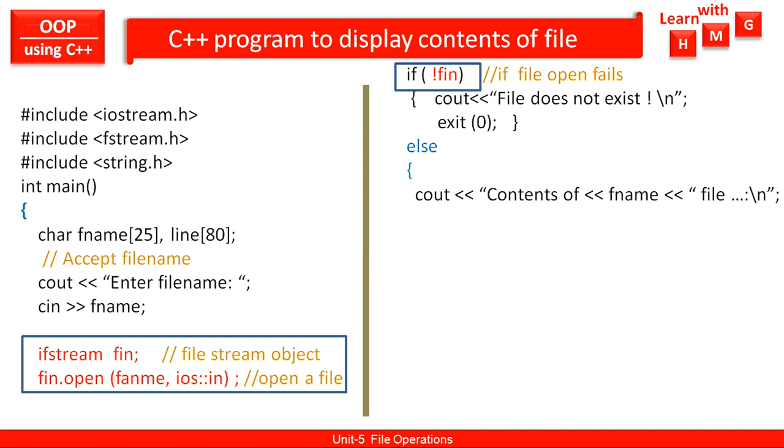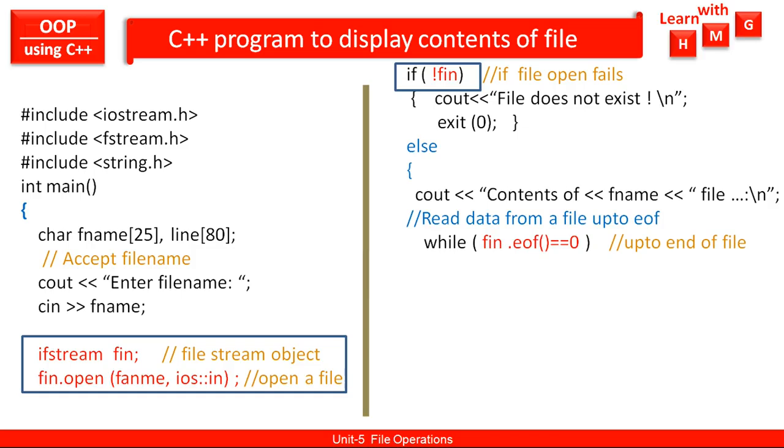So let us display the contents of the file by reading data from the file up to the end of file. For that, you have to set a while loop up to end of file, that is while not fin.eof. eof is a member function of the stream class and it is called using the fin stream object. The eof returns 0 if there is more data in the file, and it returns 1 if the end of file is detected. So here let us go for reading.